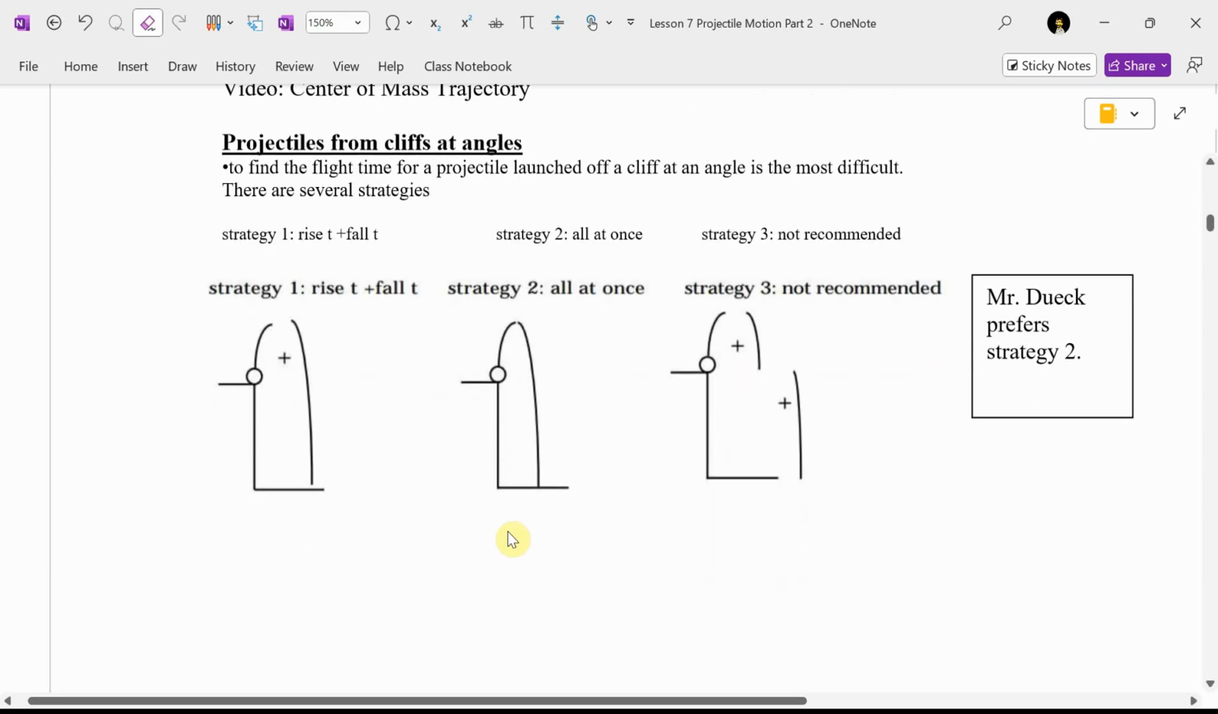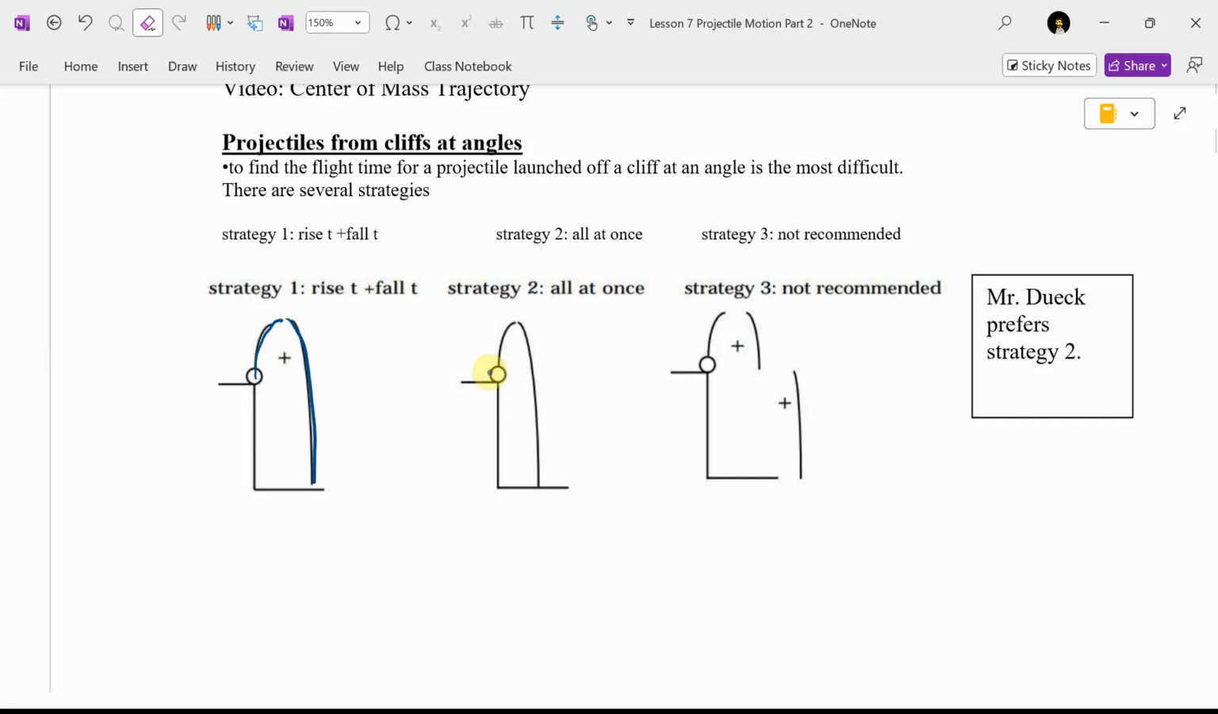Here's the point of today's lesson. Projectiles from cliffs at an angle. There are 3 approaches to handle this. One strategy would be to find the time to the very top, because you know Vy final is 0. Then start at the top, let your Vy initial be 0, figure out how long it would take to fall down, and then add them together. That I give a meh.